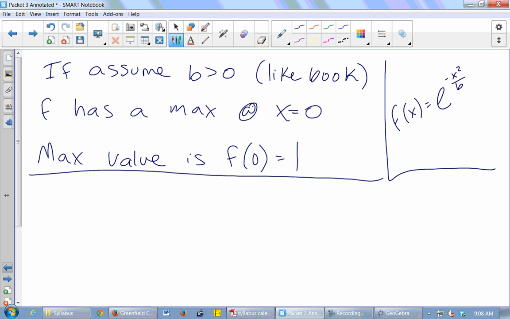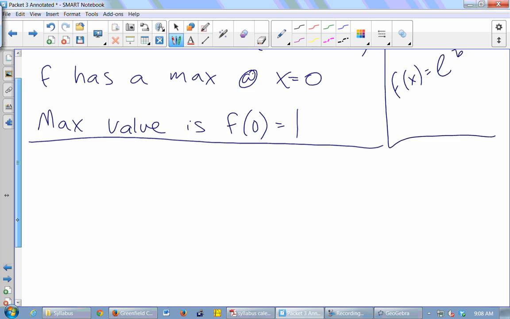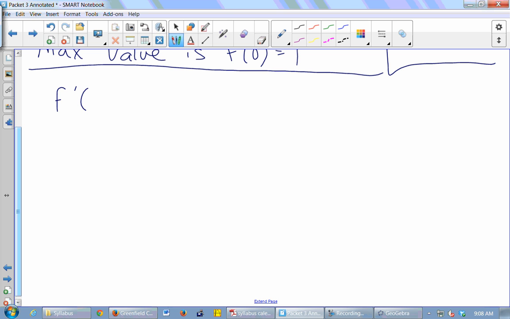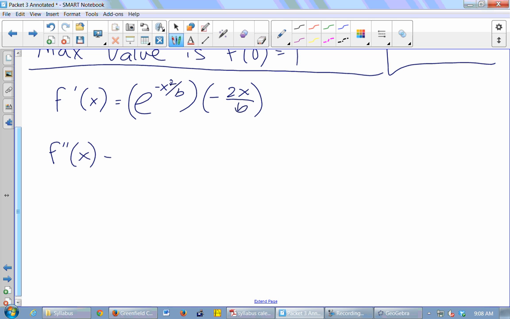And now I just want to know where its intervals of concavity are, where it's concave up, where it's concave down, where it changes concavity. All right, so what tells me about concavity? The second derivative. Okay, so f prime of x was e to the negative x squared over b times negative 2x over b. So if I want to take the second derivative, what do I have to do?